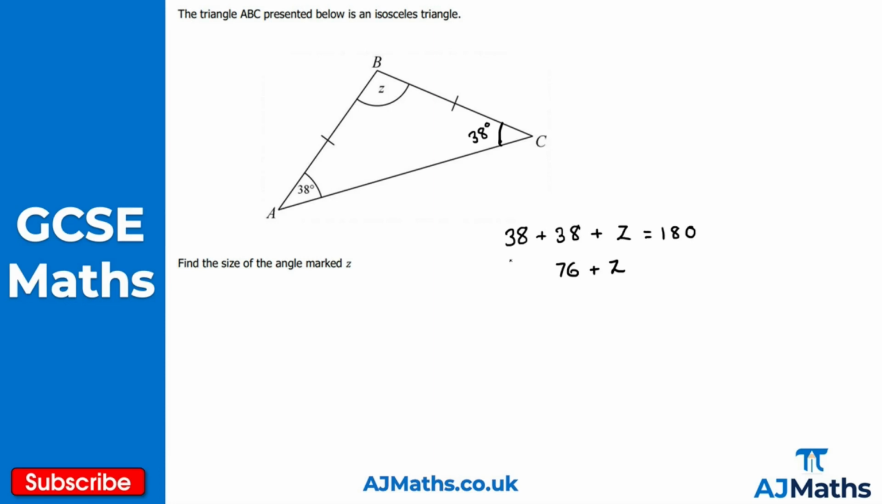Of course, you could do this using column addition as well if you want. But in life, we always want to make maths a little bit easier if we can, and just spot these little tricks that help. So I've got 76 plus z is equal to 180.